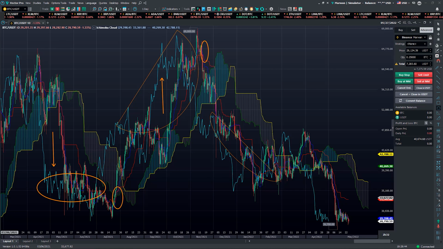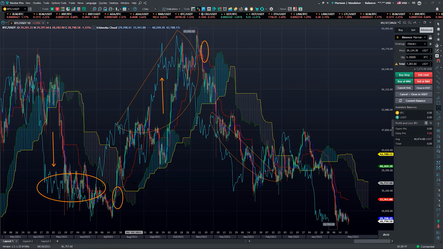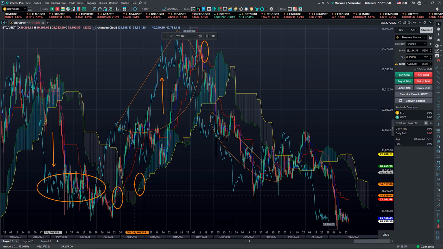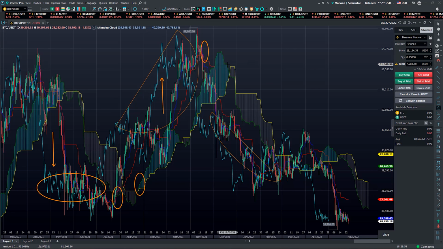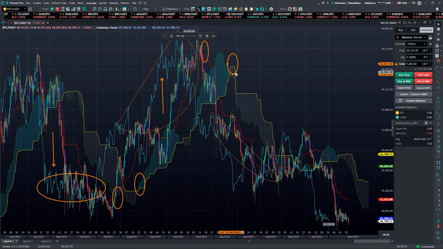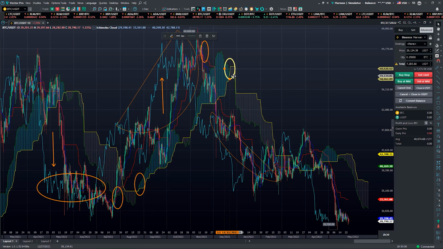Similarly, when our Senkou Span A trend line crosses above the Senkou Span B, like here for example, we have a positive market sentiment and a strengthening market uptrend. Oppositely, when our Senkou Span A trend line crosses below the Senkou Span B, like here for example, we have a negative market sentiment and a strengthening market downtrend.